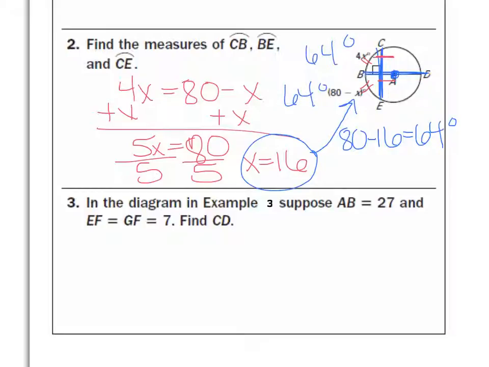So CB is 64 degrees, BE is 64 degrees, and then CE would just be the arc addition postulate. So 64 plus 64, 128 degrees. Now, in the next one, it says, all right, in the diagram in example 3, suppose AB is 27 and EF, GF are equal to 7. Find CD.